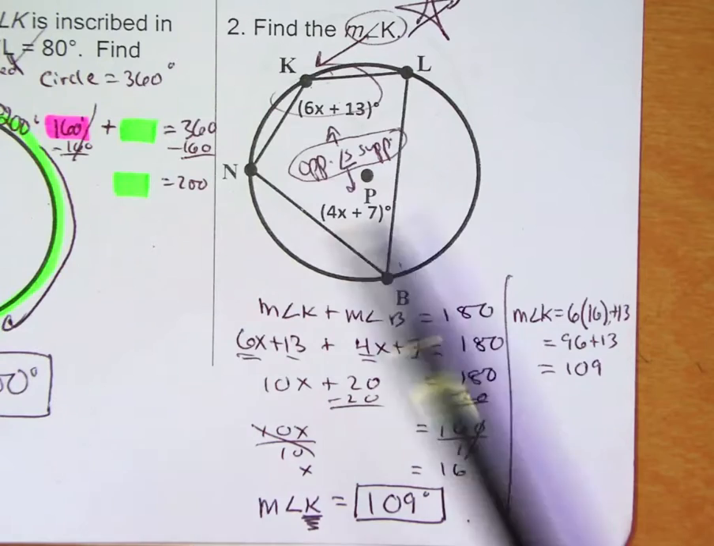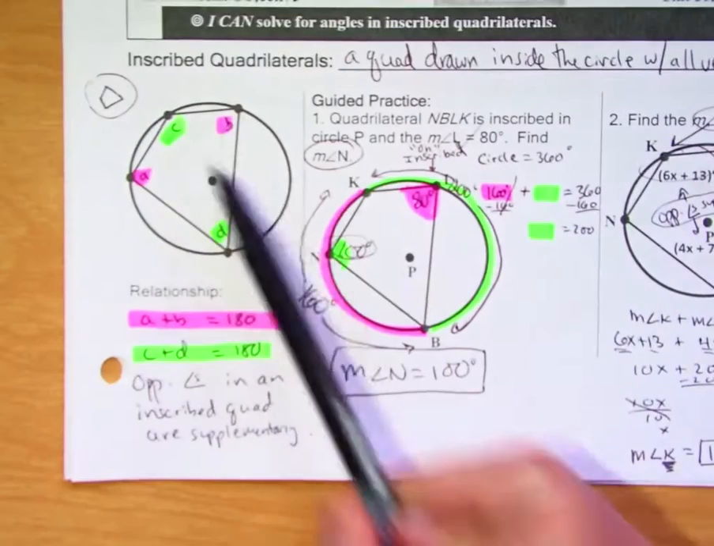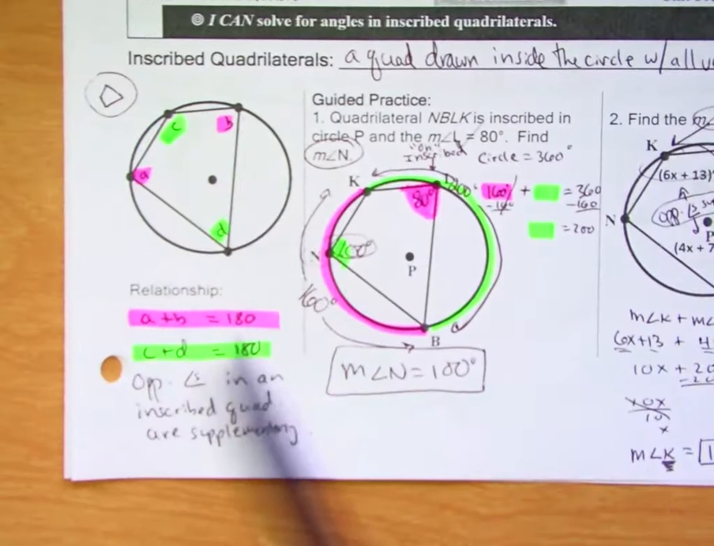In summary, inscribed quadrilaterals, the opposite angles are supplementary.